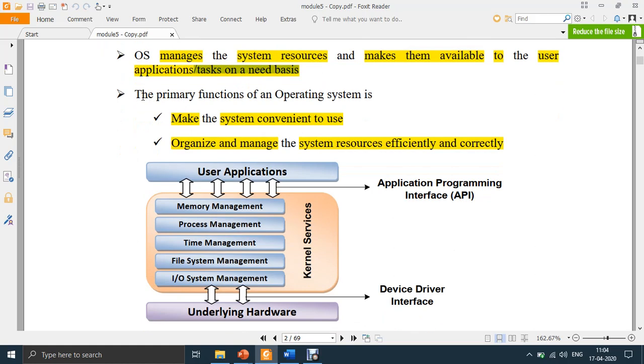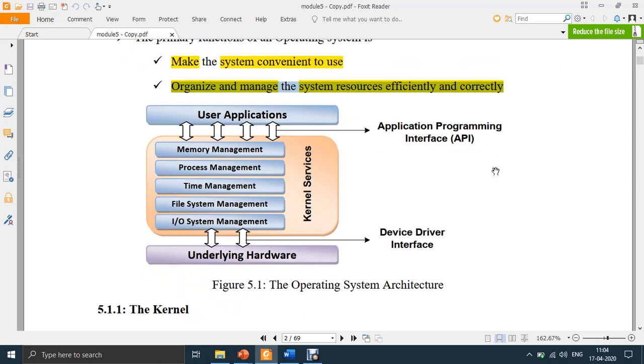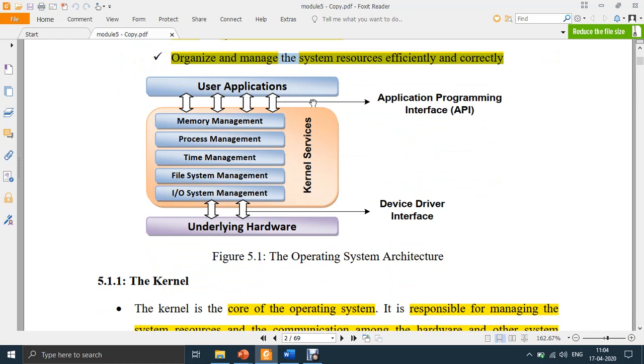Yes, the primary function of the OS is, first, to make the system convenient to use. Second, it will organize and manage the system resources efficiently and correctly. Organize and manage means, as I told, making a list of all the resources, noting the address of each resource, and whether it is currently available or currently occupied. That is what organize and manage means.